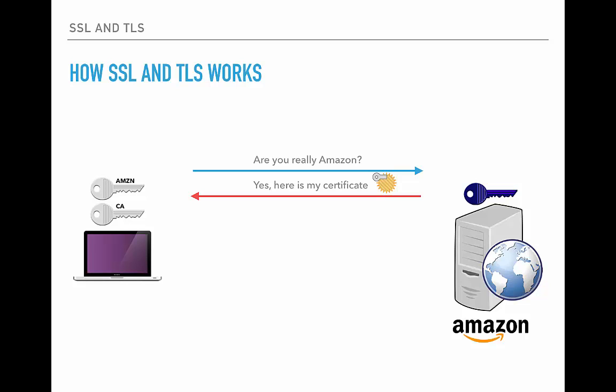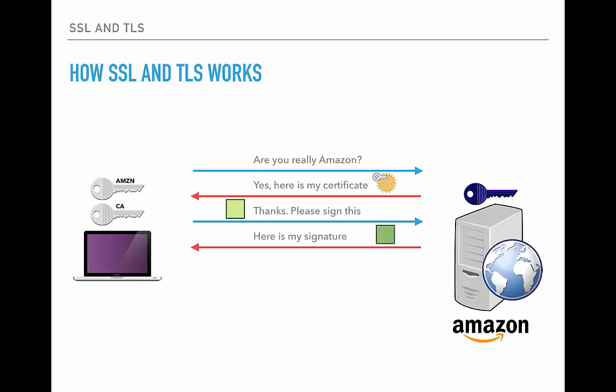Then the client sends a message to Amazon for Amazon to sign. Amazon signs it and sends it back. At this point, trust has been established, so the client generates a symmetric key, and it sends the symmetric key to Amazon. Amazon stores the symmetric key, and finally, a secure conversation using symmetric key encryption and message authentication codes can begin.